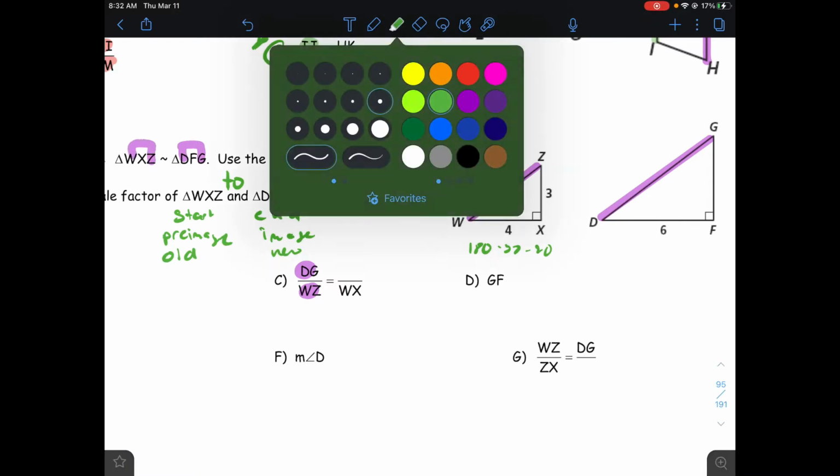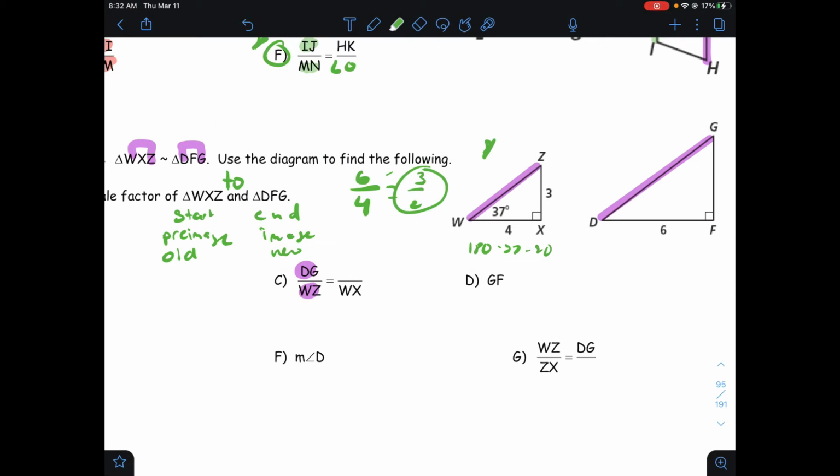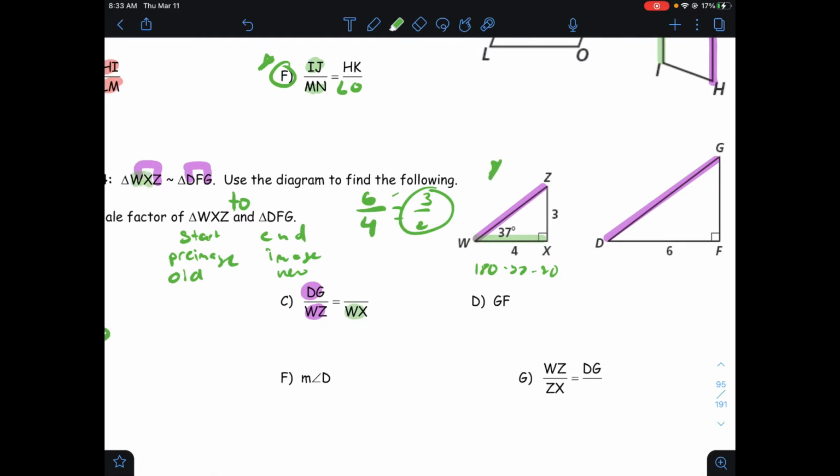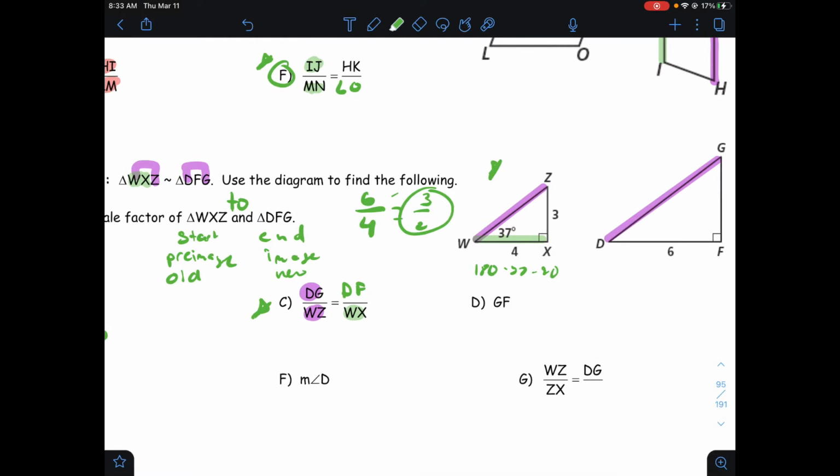And then they're going to give us WX, which is this guy here. And we know that WX is the first two letters. So then what two letters do we need from our other figure? If we took the first two letters from WXZ, what two letters do we need from DFG? We're going to need D and F because those are the first two letters on there, which makes sense. Those are the corresponding sides.